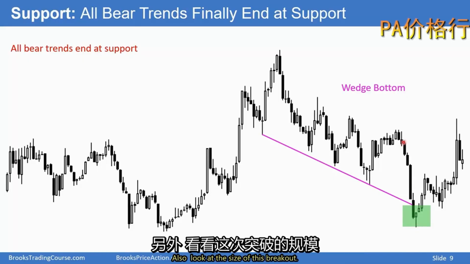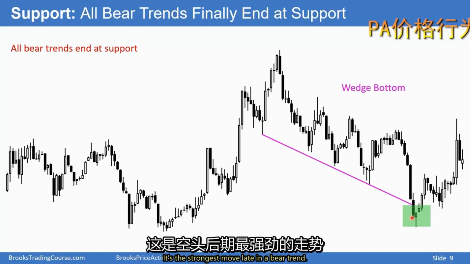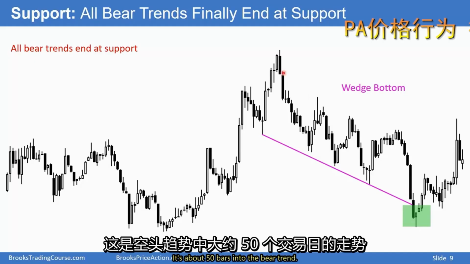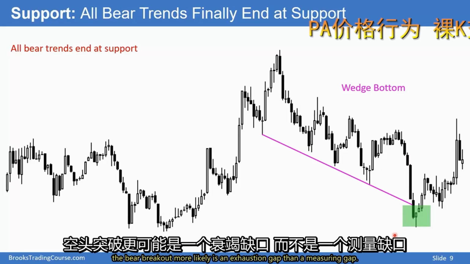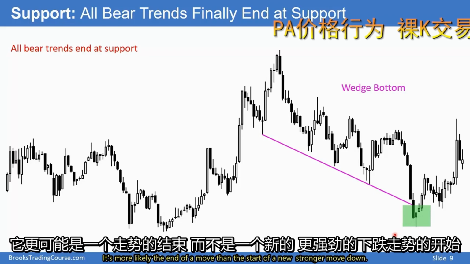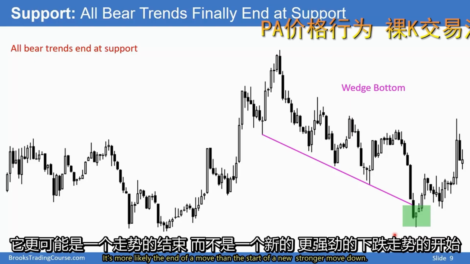Also, look at the size of this breakout. It's the strongest move late in a bear trend. It's about 50 bars into the bear trend. Anytime you see the biggest bear bars coming 20 or more bars into a bear trend, the bear breakout more likely is an exhaustion gap than a measuring gap. It's more likely the end of a move than the start of a new, stronger move down.